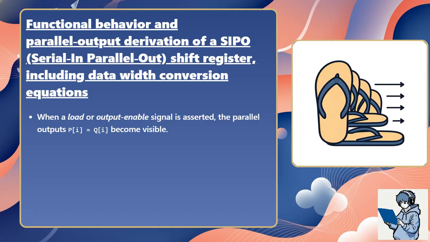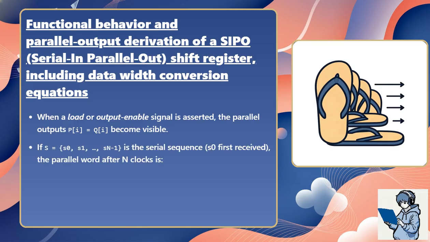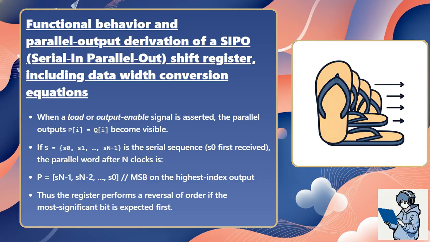When a load or output enable signal is asserted, the parallel outputs P_i = Q_i become visible. If S = {S0, S1, ..., S_{n-1}} is the serial sequence, S0 first received, the parallel word after n clocks is P = [S_{n-1}, S_{n-2}, ..., S0], MSB on the highest index output. Thus the register performs a reversal of order if the most significant bit is expected first.